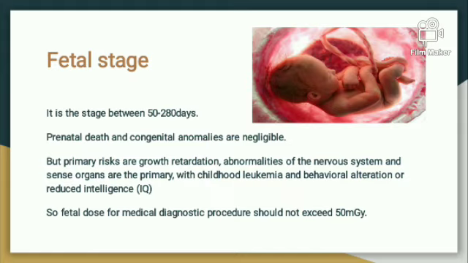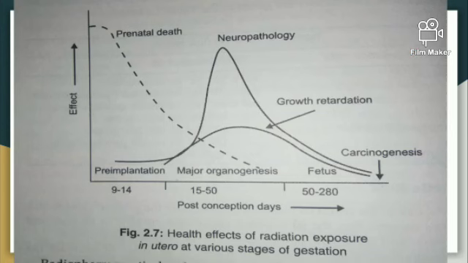So that was all about the types, and see here the severity of death is more in the pre-implantation stage, you can see here. Next, organogenesis means organ abnormalities will be there, so it is medium, but almost in the third trimester we can say that the fetus has nil chances, though you have to take the precautions.